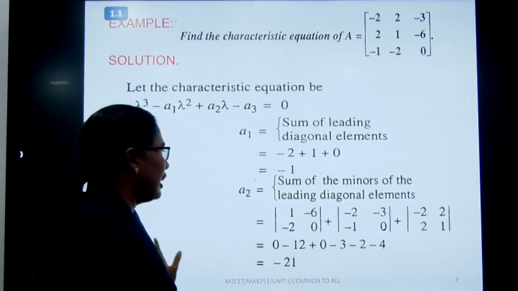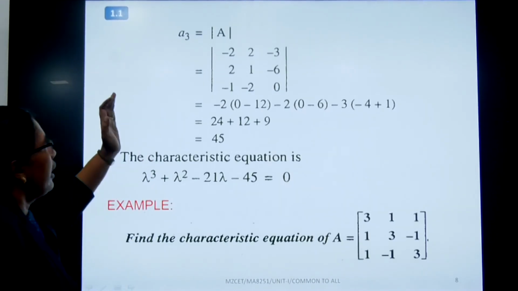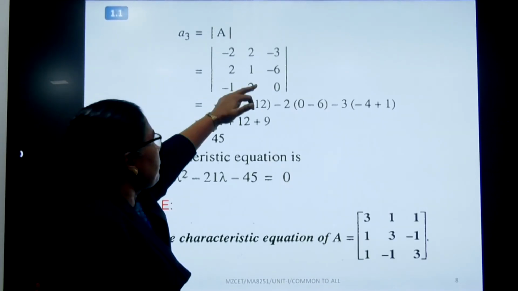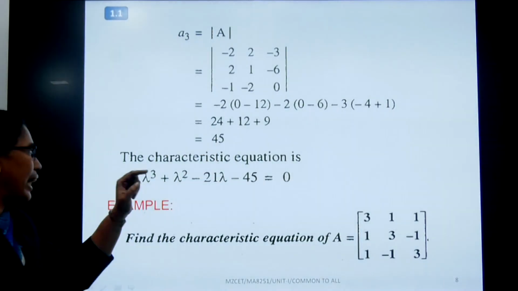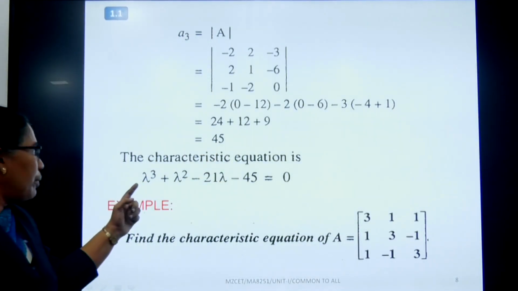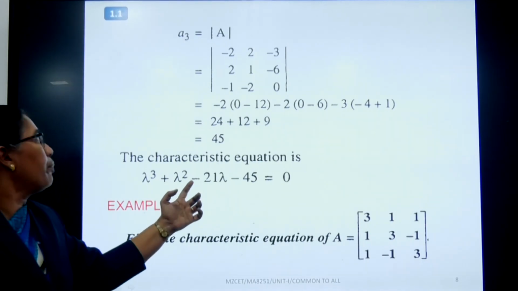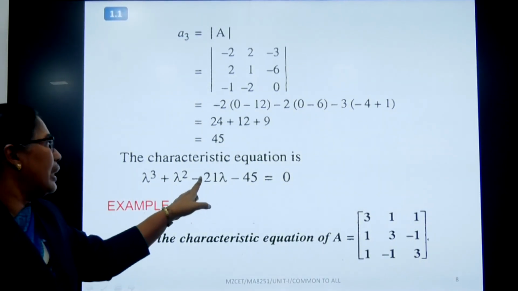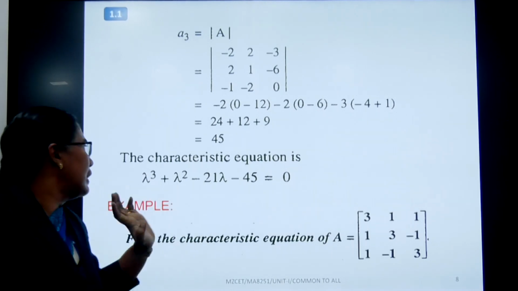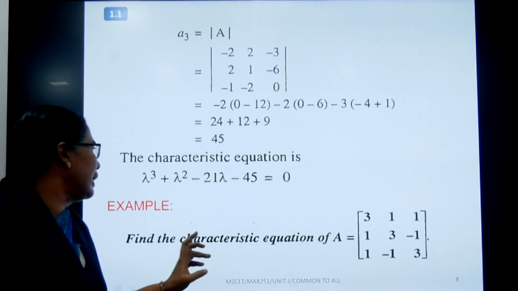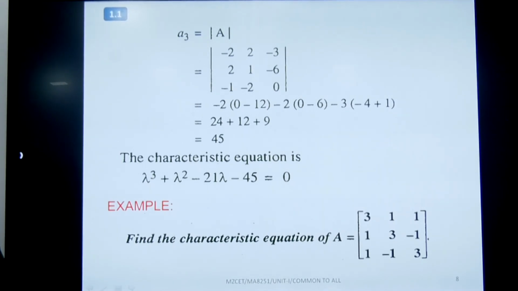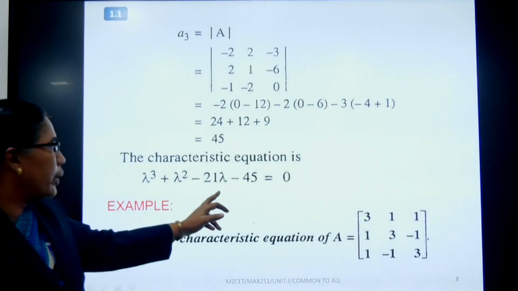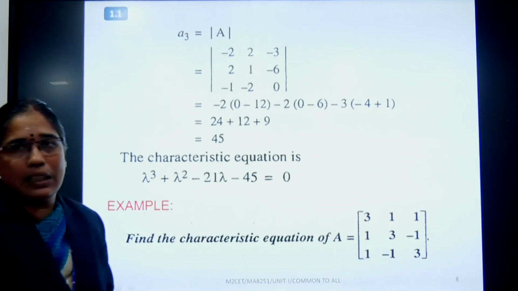And A3 is nothing but the determinant of the matrix. So I am expanding this determinant, I am getting 45. The general form of the characteristic equation is lambda cube minus A1 lambda square plus A2 lambda minus A3 equal to 0. I am putting all the values, then I get the corresponding characteristic equation: lambda cube plus lambda square minus 21 lambda minus 45 is equal to 0.